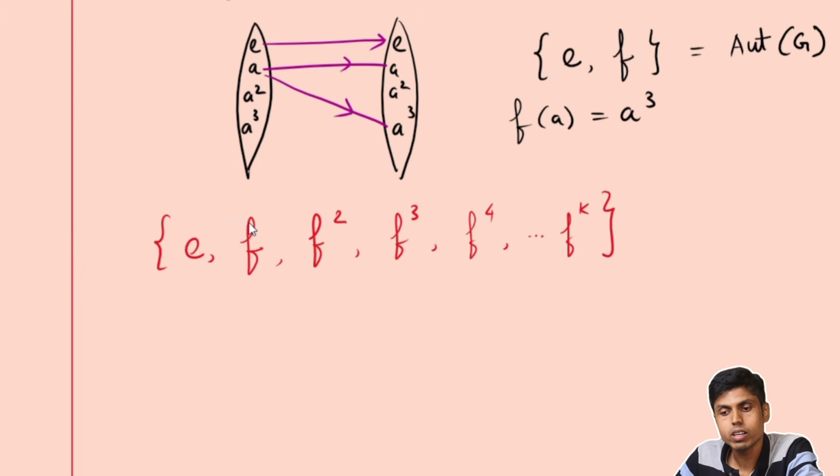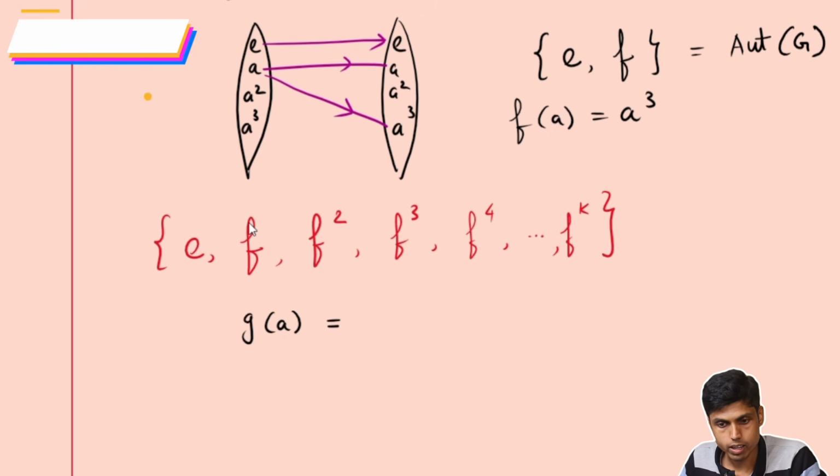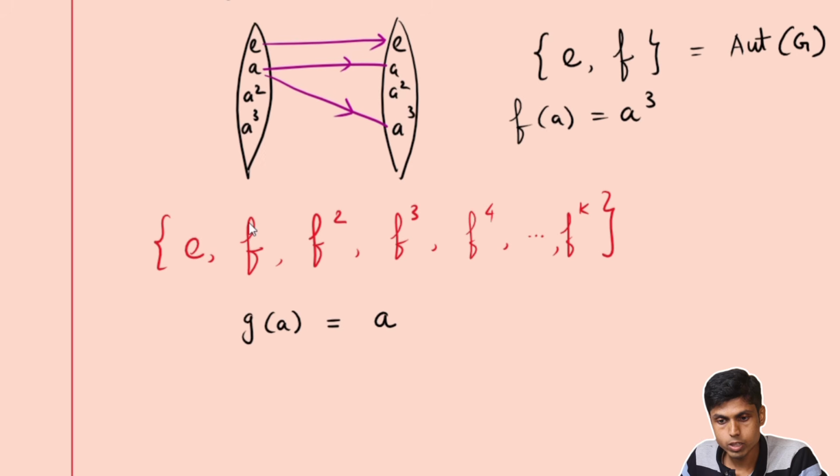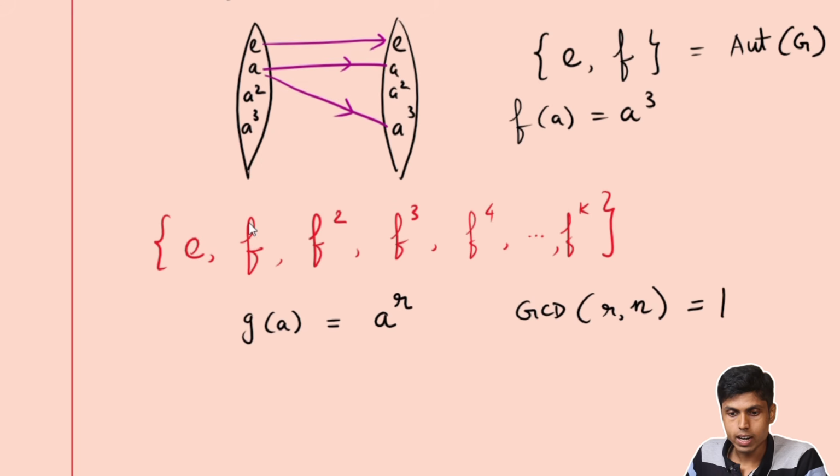And it turns out that there are no function which is a group automorphism and not a power of this function f. This means that I can obtain the functional value g of a to be any co-prime power of a where the exponent is co-prime to n. So let's take the exponent to be r, GCD of r comma n equal 1, and this can be represented as some power of the function f. Power here means repeated composition.